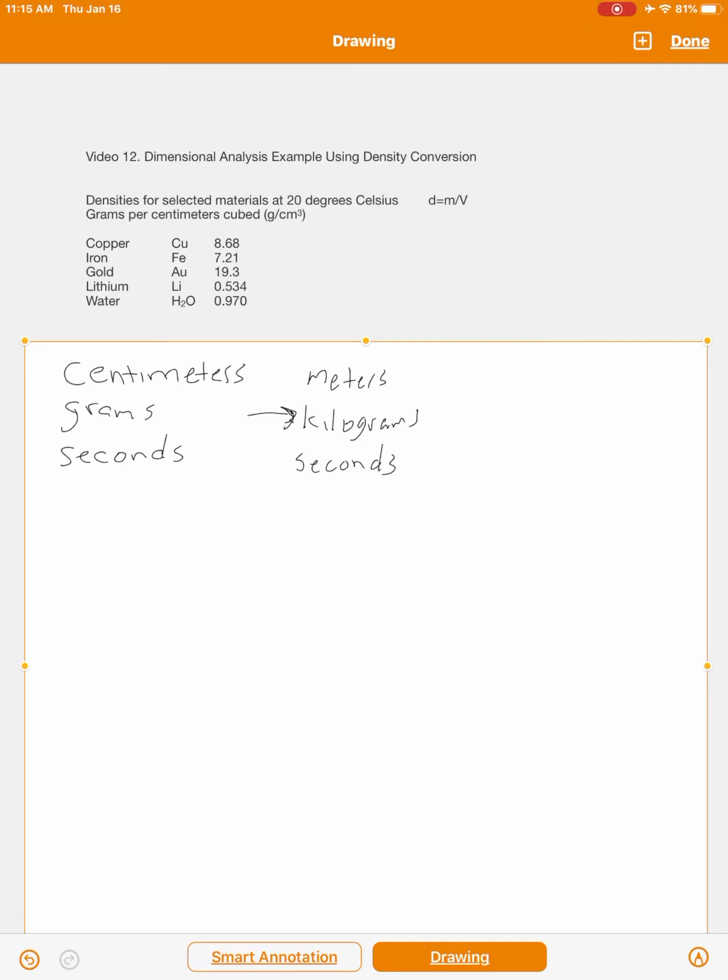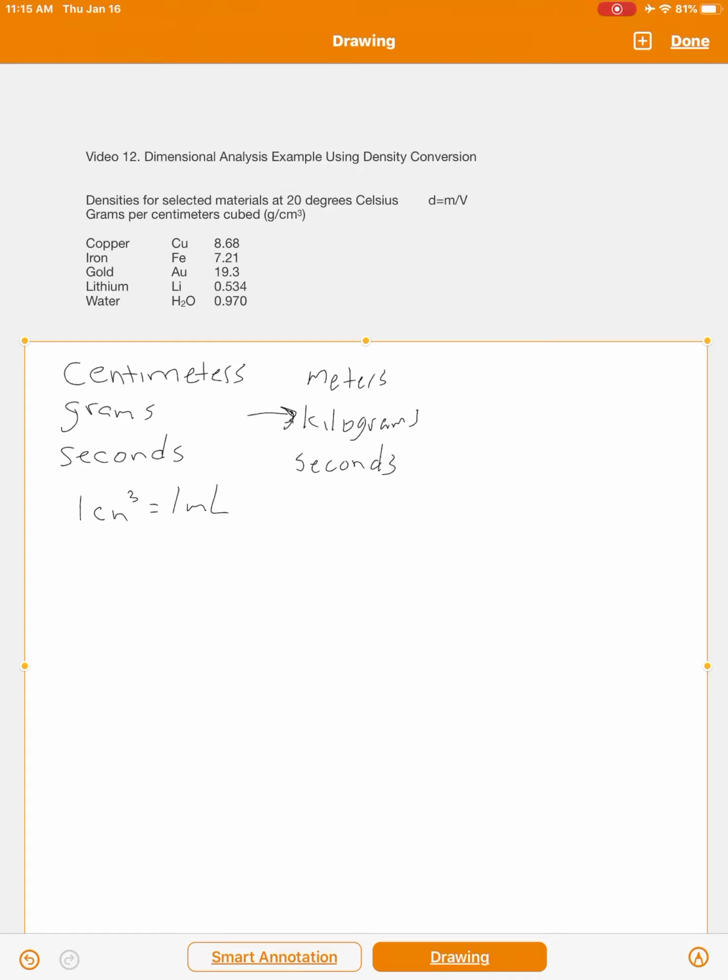Now let me make one point about the centimeter cubed as a volume unit. 1 centimeter cubed is the same as 1 milliliter. They're the same quantity. I won't show here why that's the case, but you can find that online. But we're going to convert grams per centimeter cubed into kilograms per meter cubed. So let's use gold as an example.